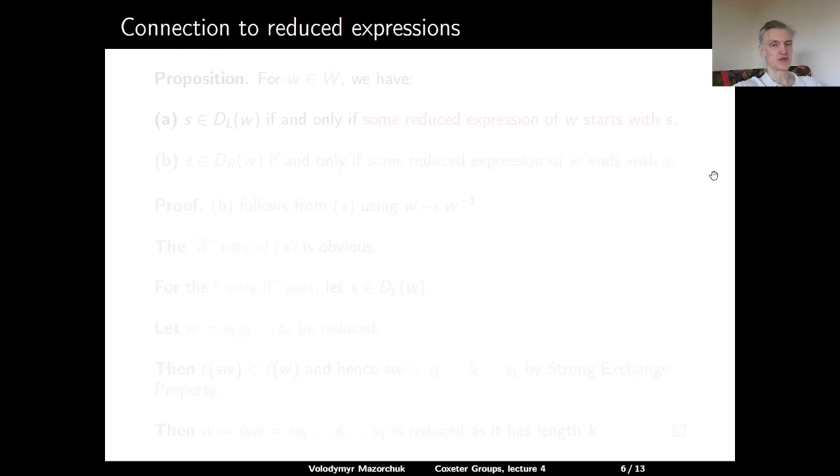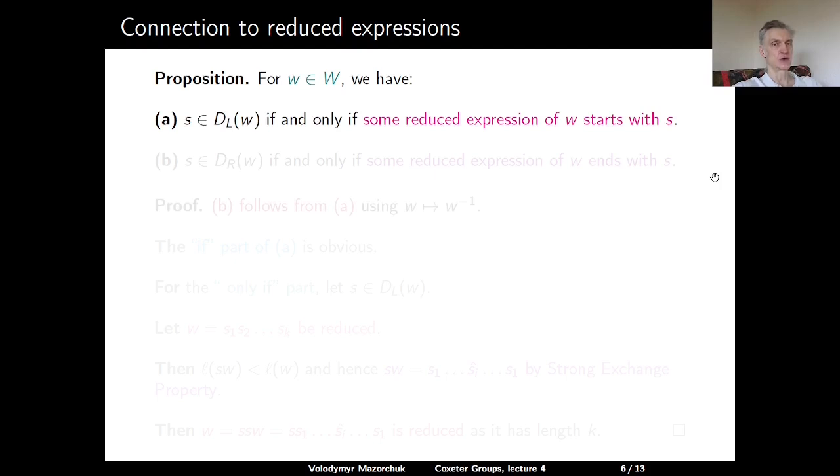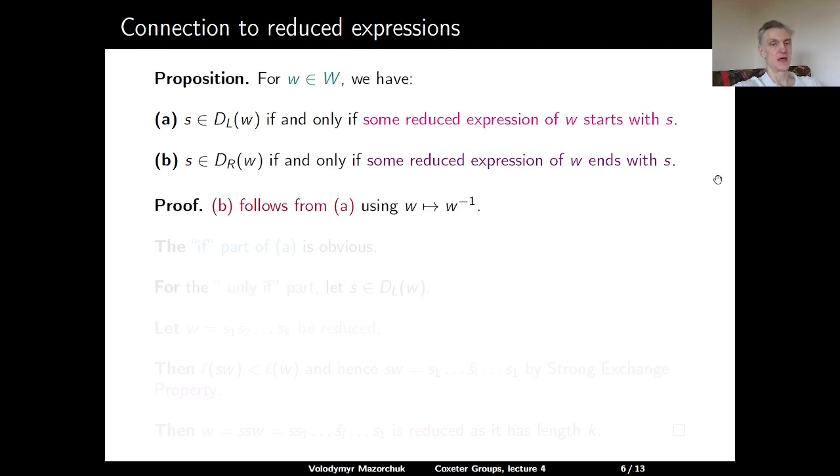Here is the connection of these notions to reduced expressions. Proposition: for an element w in W, we have that (a) a simple reflection s belongs to the left descent set of w if and only if some reduced expression of w starts with s. (b) Also, a simple reflection s belongs to the right descent set of w if and only if some reduced expression of w ends with s. Proof. Of course, (b) follows from (a) using the map which sends w to w inverse.